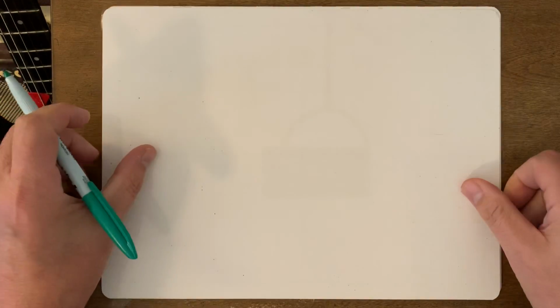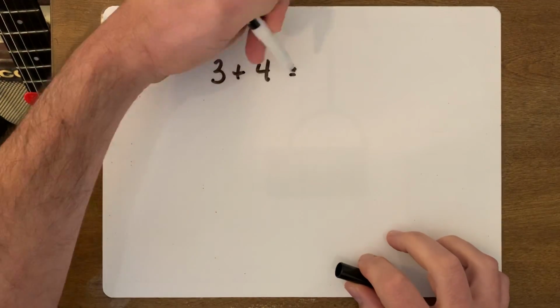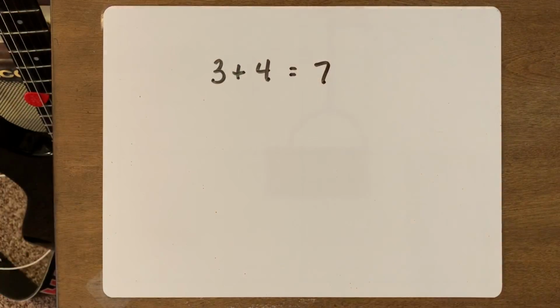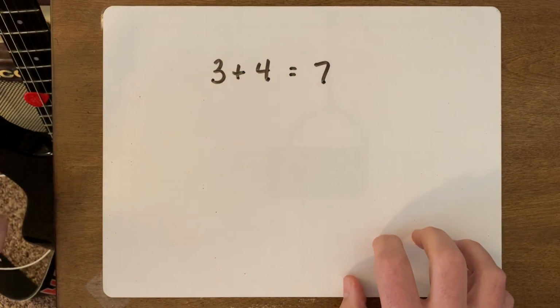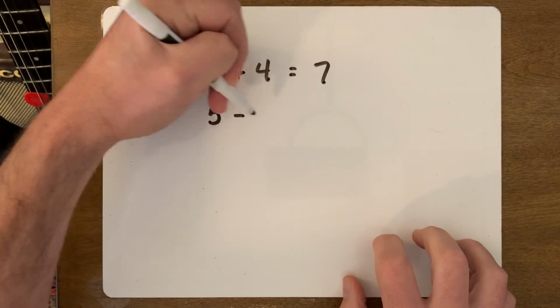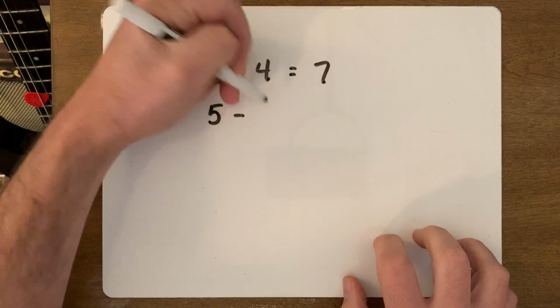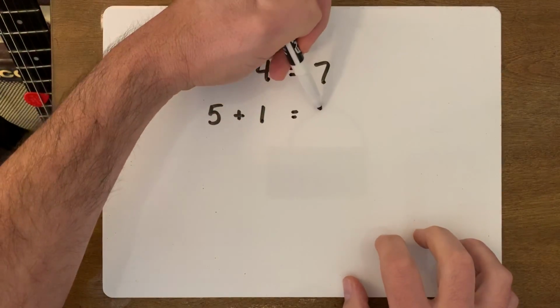And so let me go ahead and show you an example of this. Let's suppose that we have an equation that says 3 plus 4 equals 7. And we all know that's going to be true. If I have another equation, then let's say I have 5 plus 1. 5 plus 1 is equal to 6.